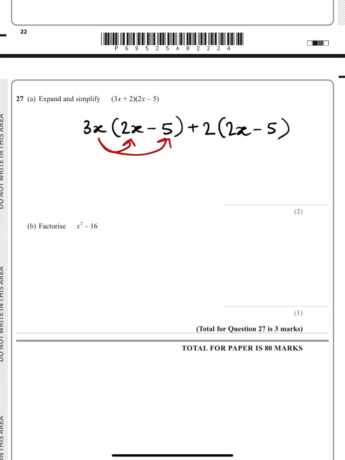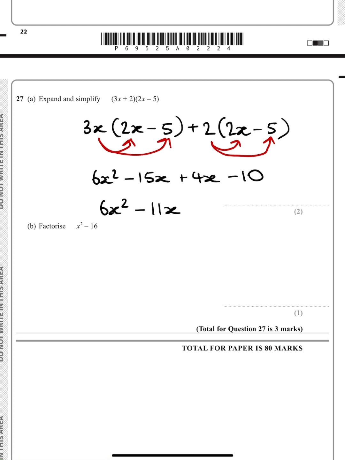So 3x times 2x is 6x squared. 3x times negative 5 is negative 15x. And I'm going to do the same with the second set of brackets. So 2 times 2x gives me a plus 4x, and then 2 times negative 5 gives me negative 10. Now I'm going to collect my like terms. 6x squared remains the same because there's no other term with an x squared. And then negative 15x plus 4x gives me negative 11x. And then I've got negative 10, which is the only constant. So that's my final answer. 6x squared minus 11x minus 10.